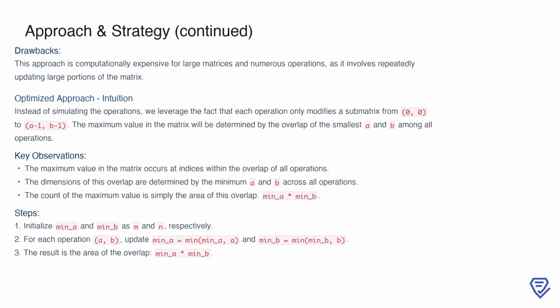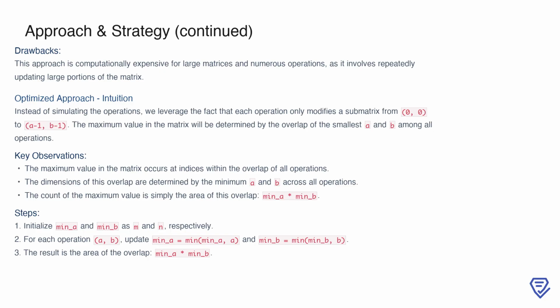Now, let's discuss the drawbacks of the brute force approach and introduce the optimized solution. The main issue with the naive method is its inefficiency. Repeatedly updating large portions of the matrix becomes computationally expensive, especially with large inputs. To address this, the optimized approach avoids directly simulating the operations.